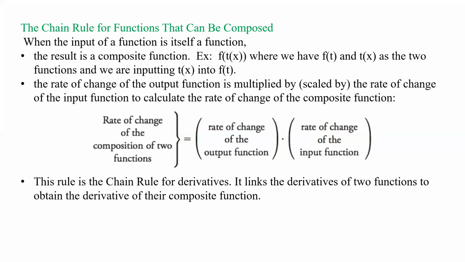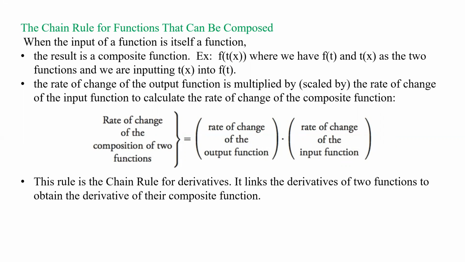All right, so the chain rule for functions that can be composed. When the input of a function is itself a function, we have one function, and we plug something into the other function, and we get a composite function. So an example is, if we have f of t and t of x, we can take t of x, plug it in place of t, and we get f of t of x. And those are the ways we can compose a function, by inputting that t of x into the f of t. Or maybe if we had f of g and g of p, then we could have f of g of p.